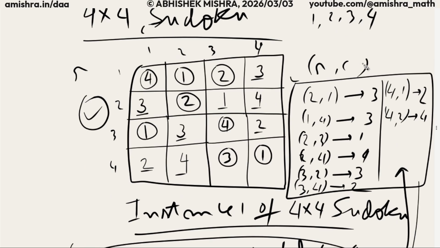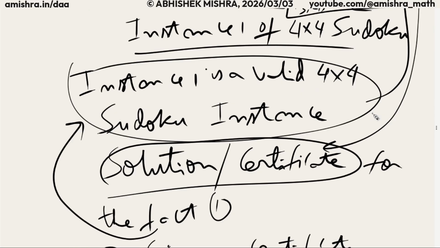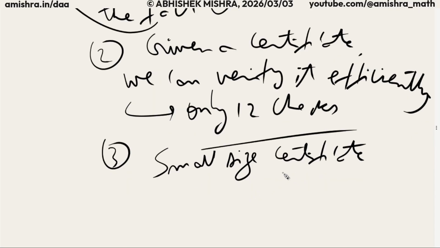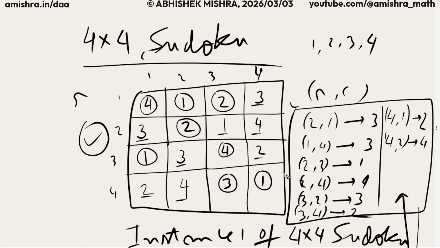So the 3 observations are there. First, for a valid instance we should have a certificate. Second, we can verify the certificate efficiently. And third, size of the certificate is small. So take for example just a very small change if we make. So this is called a valid certificate. So for the same instance, suppose a small change, just to give an example, suppose this we change to some other number like 2. So corresponding changes if we make in the solution like this 2.